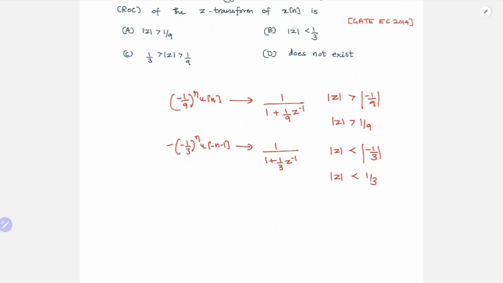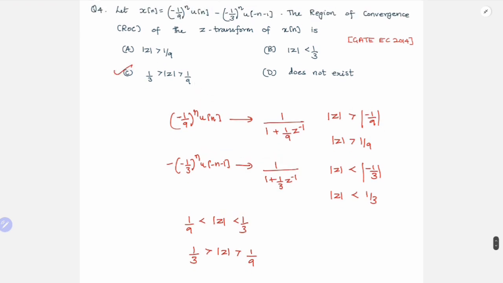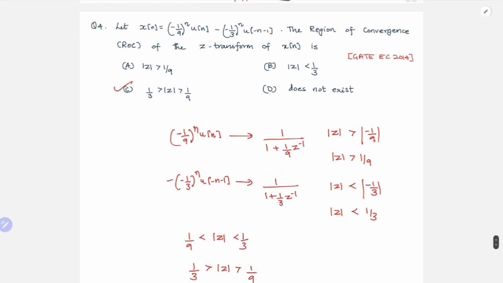So together, what is your region of convergence? There is no pole zero cancellation here. So it is straight away 1 by 9 less than mod z less than 1 by 3. If you write it the other way, 1 by 3 greater than mod z greater than 1 by 9, which is nothing but your option C. So all other options are different.